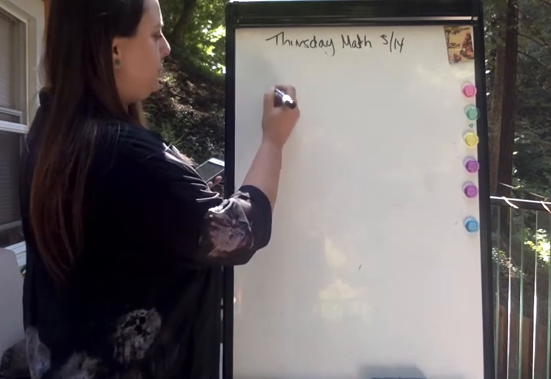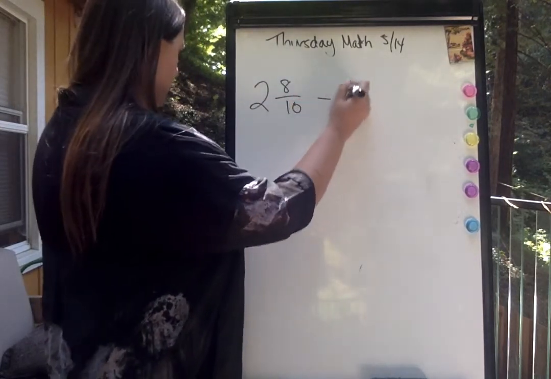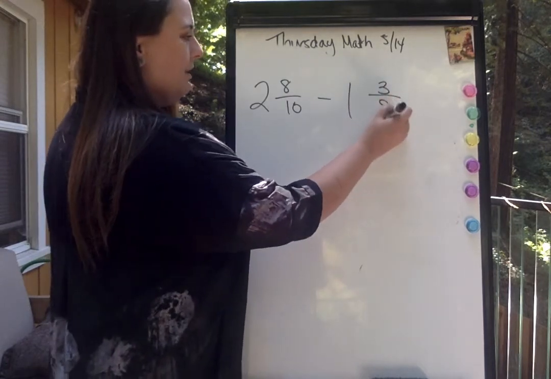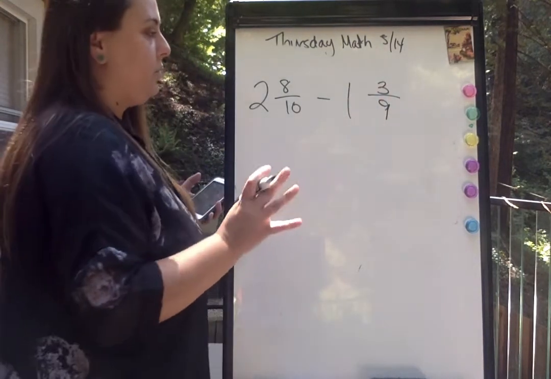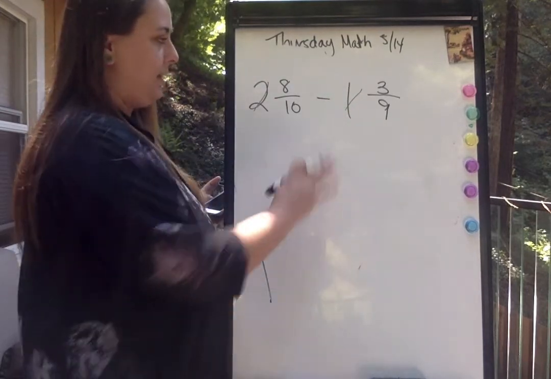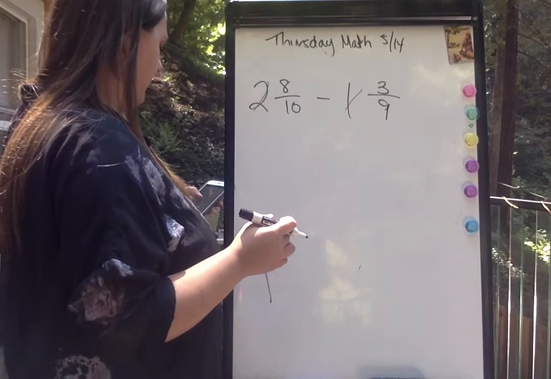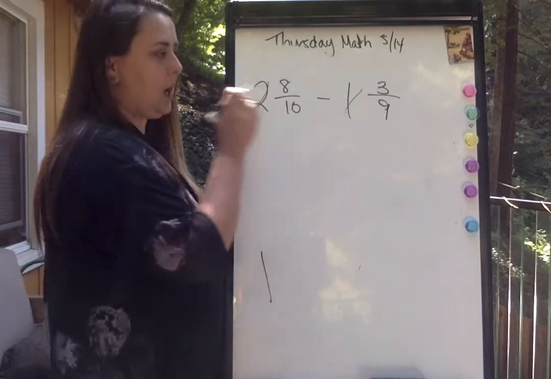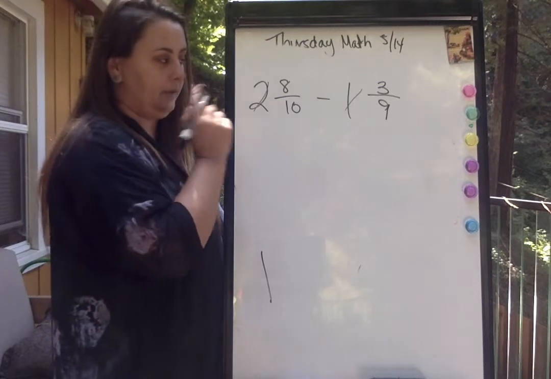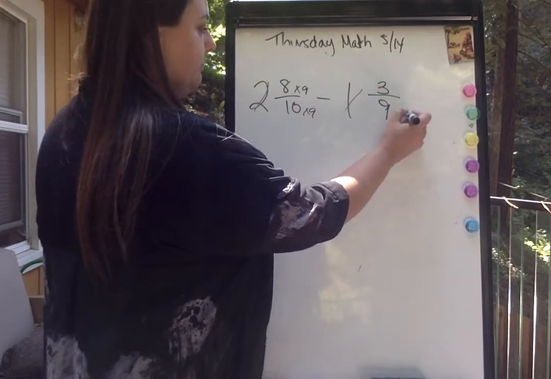Okay, and we've got 2 and 8/10 minus 1 and 3/9. Okay? Do the big numbers first. 2 minus 1 is 1. And now we're just going to focus on these two. So how do I make these into a common denominator? You can always just multiply by the reciprocal.